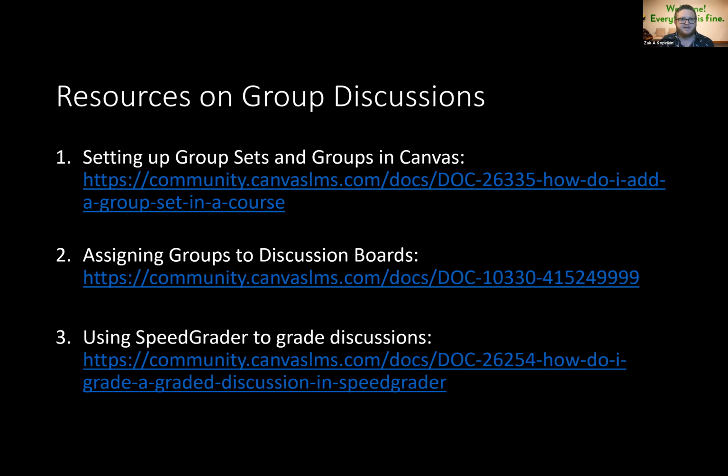So here's the big resources drop on you for group discussions. I've talked about this second one where we've talked about assigning groups to discussion boards. Looking at the group sets that I just showed you, you can find more information here. And Julie has already talked about the SpeedGrader a bit, but you can use the SpeedGrader to grade your discussions. And it's cool because when you switch between different students, you see everything that they've posted. And you can alternate between that and looking at the entire discussion.